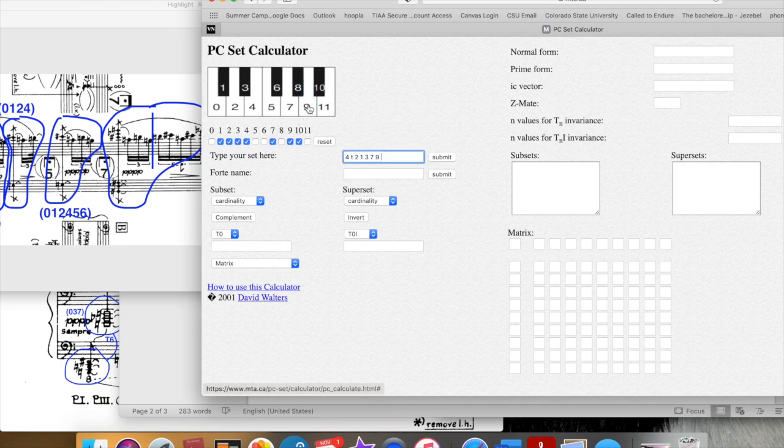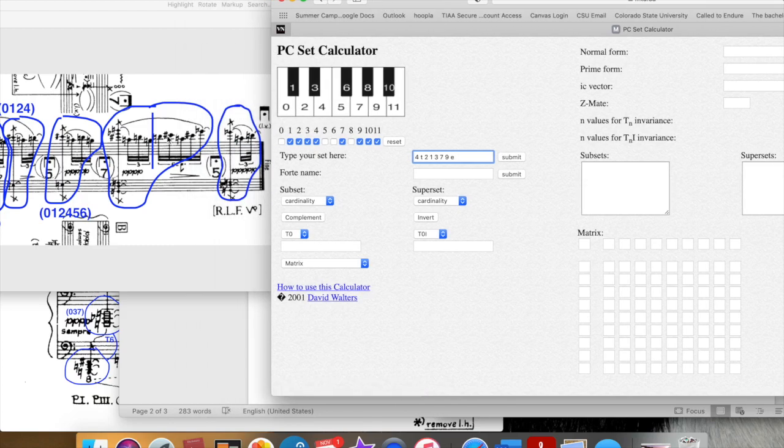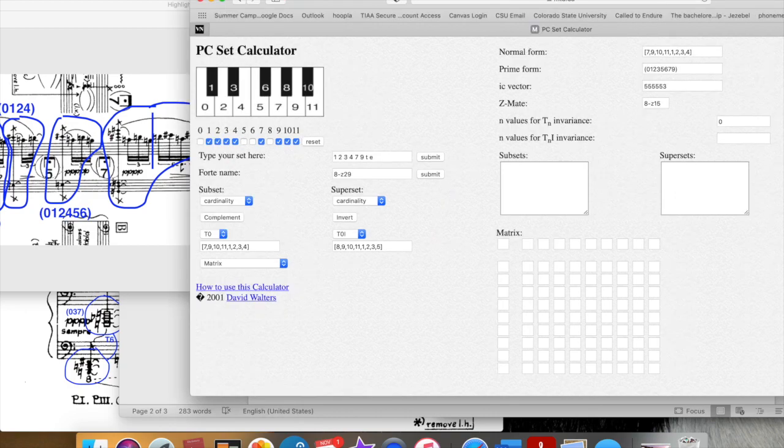We also have A and B natural. C sharp we already have. A, C sharp, E flat we already have. So notice that we've got here a whole bunch of every kind of interval except only 3 tritones, only 3. So here's its normal form, and here's its prime form, 1, 2, 3, 5, 6, 7, 9.